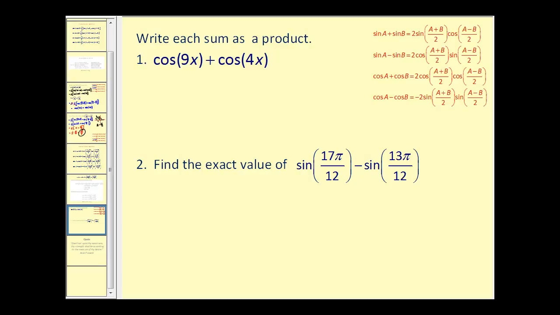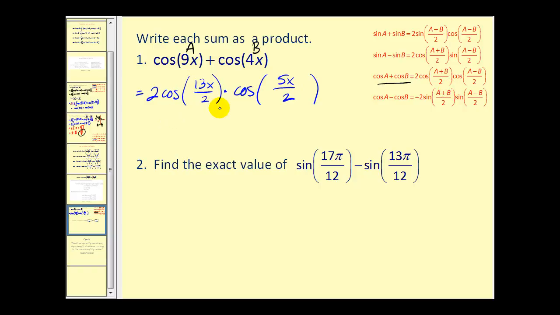We want to write the sum now as a product. So we have the sum of cosine A plus cosine B. So we're looking at this identity here, where our angle A is 9x and our angle B is 4x. So this will be equal to 2 times cosine of A plus B divided by 2. Well, 9x plus 4x is 13x over 2, times cosine of A minus B divided by 2. Well, 9x minus 4x is 5x. And there it is. We've rewritten this sum as a product.